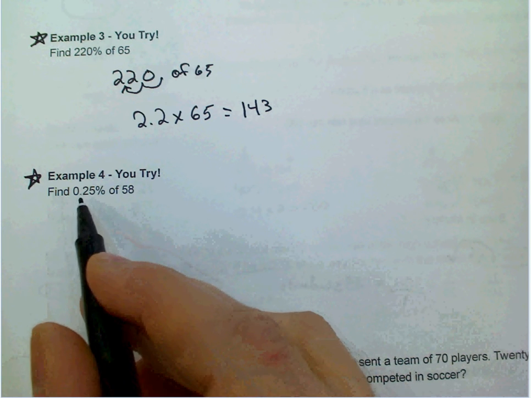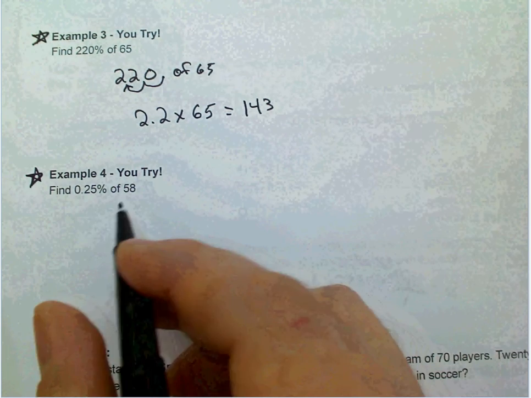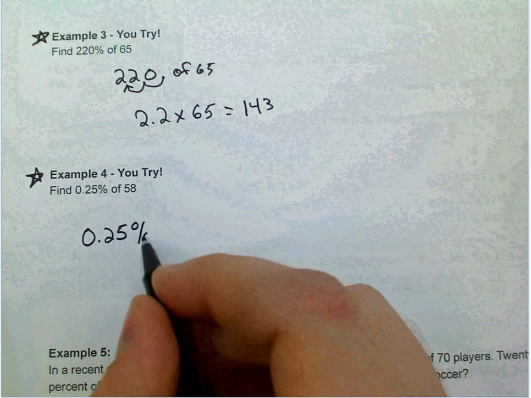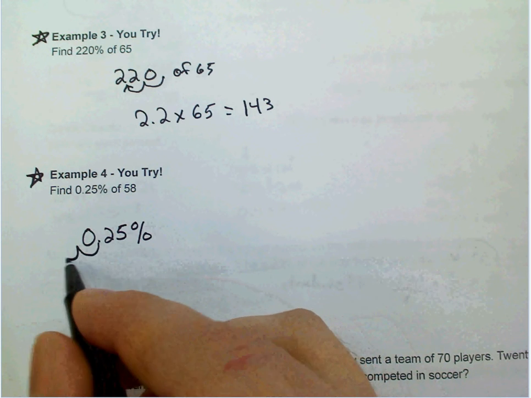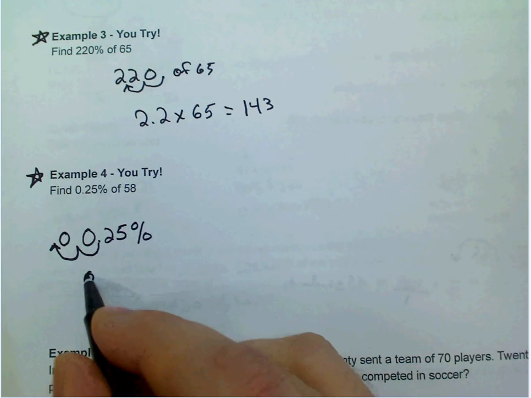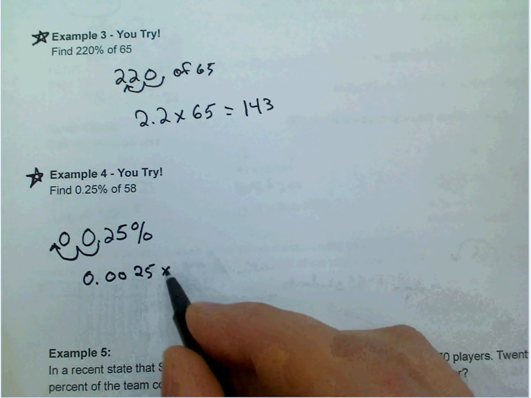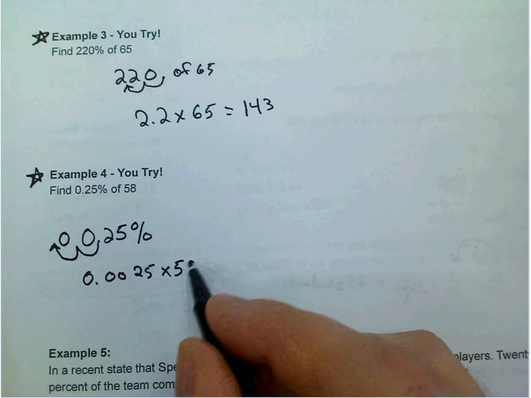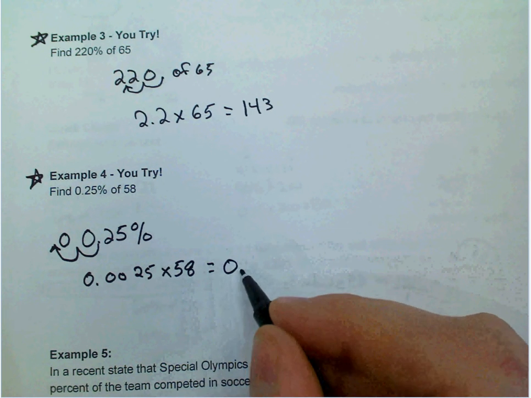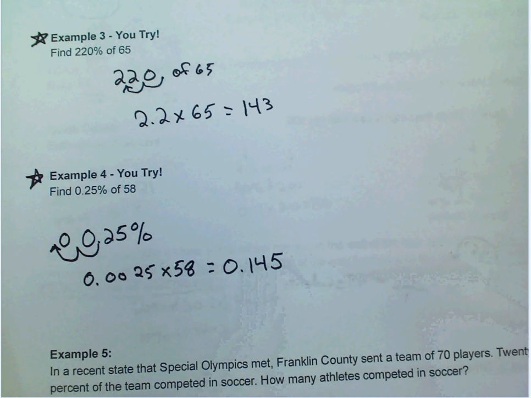Here we have a part of a percent. So we have 25 hundredths of a percent. Since the decimal is already there, we still need to move it 2 places to the left and annex a 0. So we have 25 ten-thousandths times 58, and we get 145 thousandths as our answer.